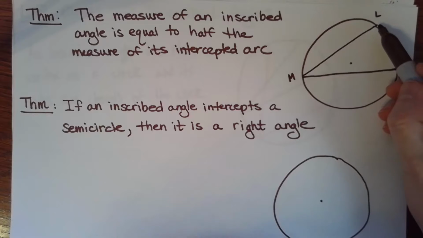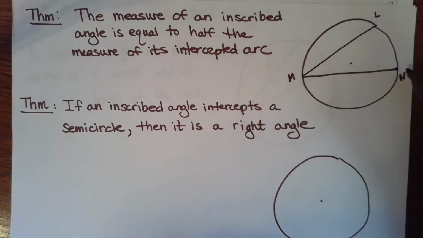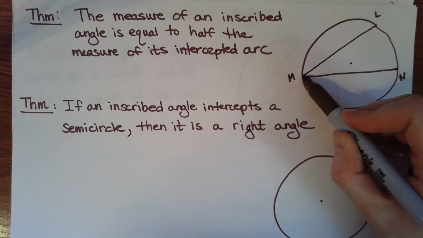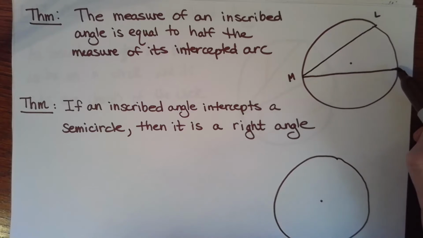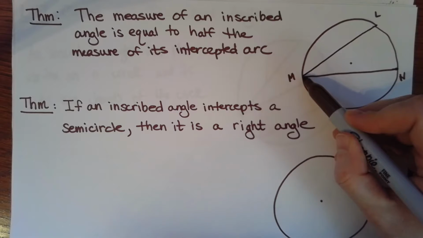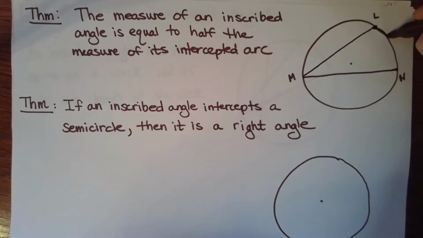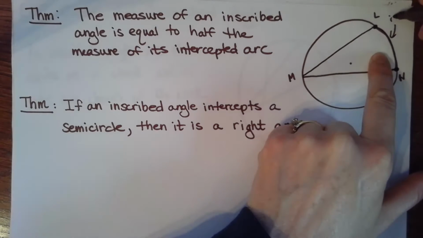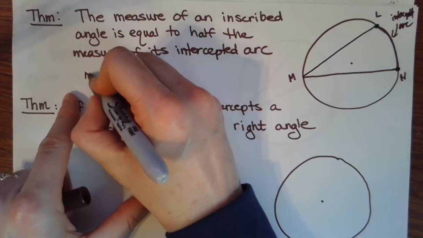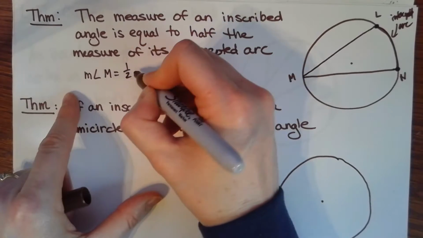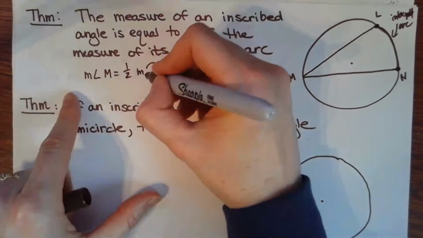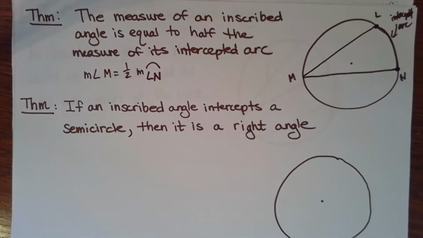If I were to look at the measure of this inscribed angle, whose vertex is on the circle, angle LMN, its measure would be half of this arc that it intercepts. It goes from L to N. That is the intercepted arc. So here the measure of angle M would be half the measure of arc LN. Of course, we're not talking about length, we're talking about measure in degrees.